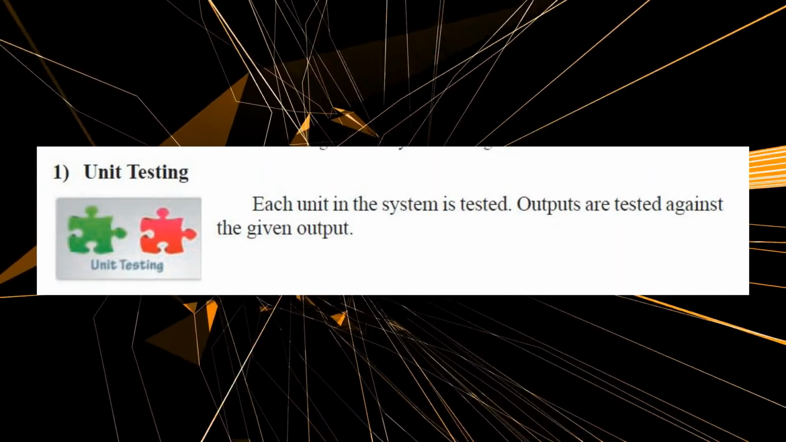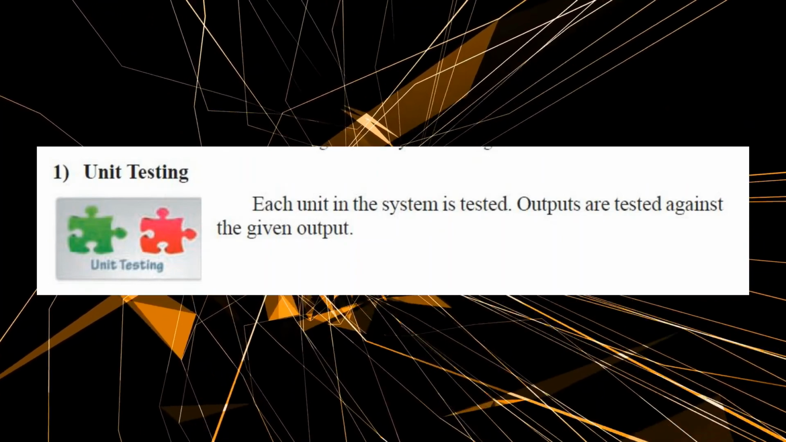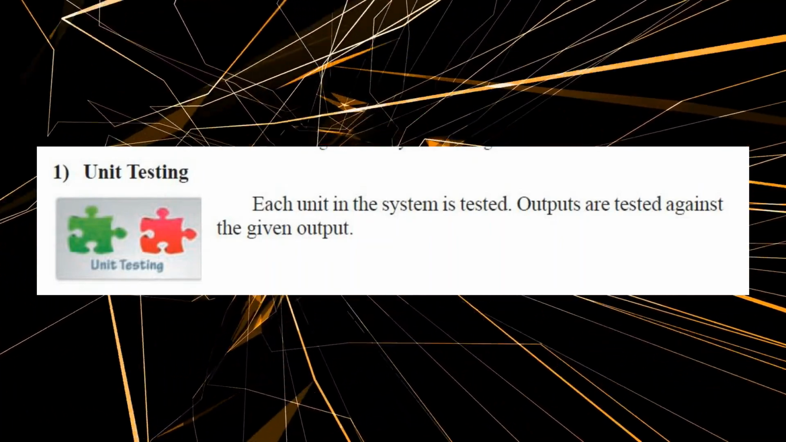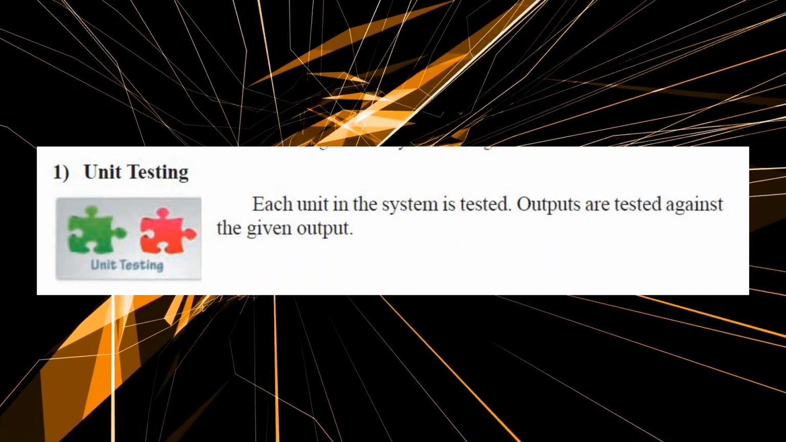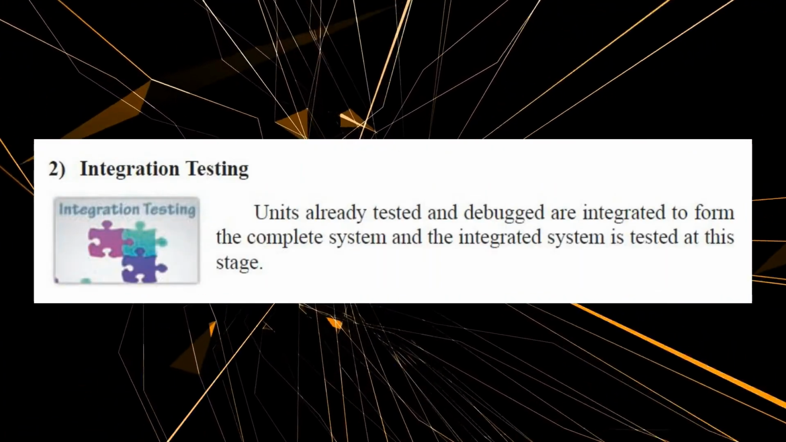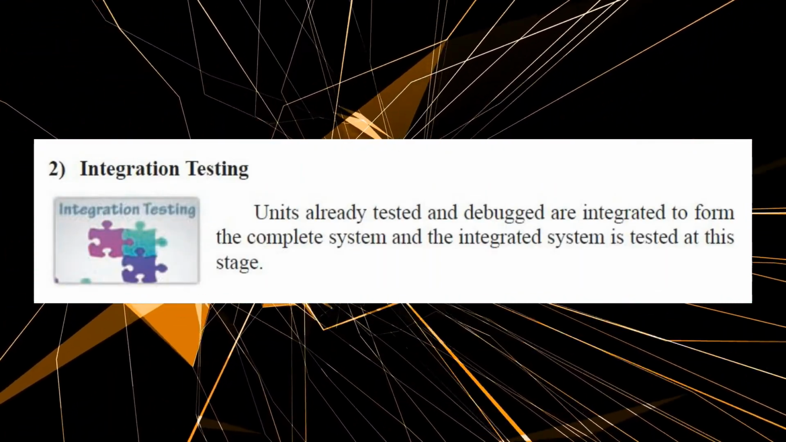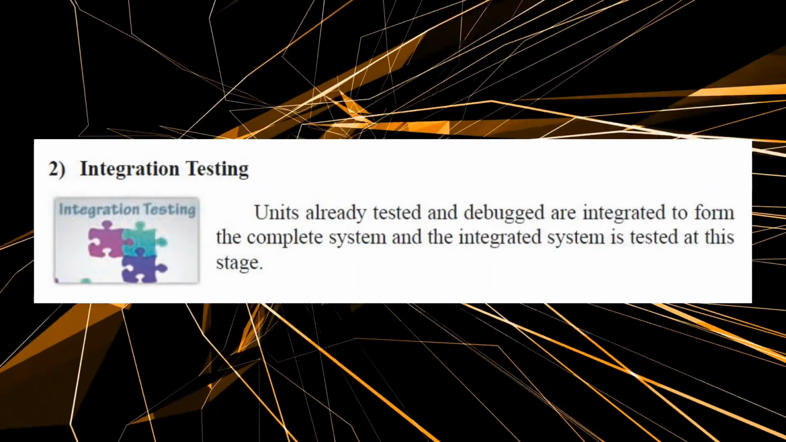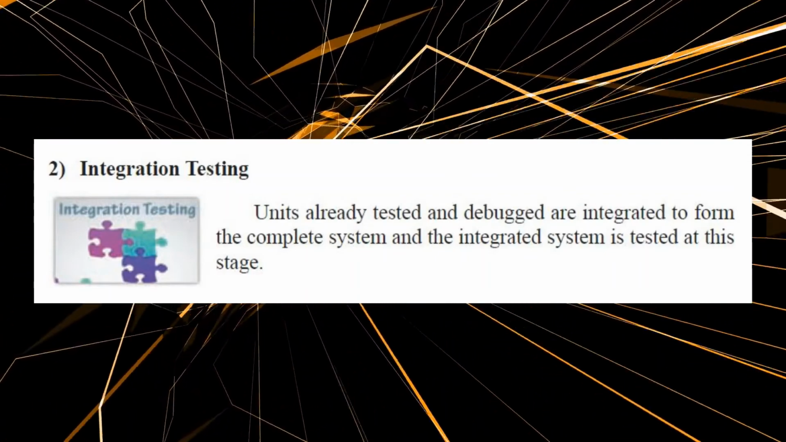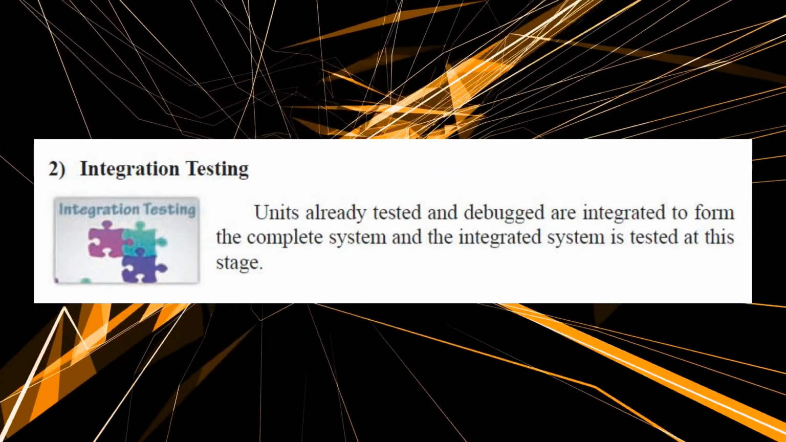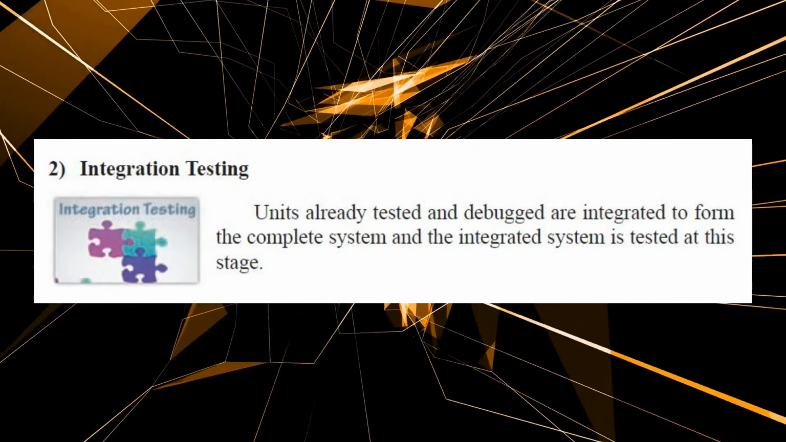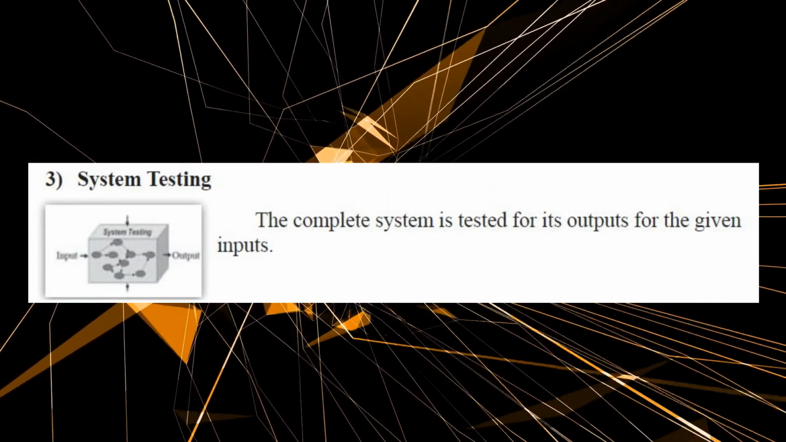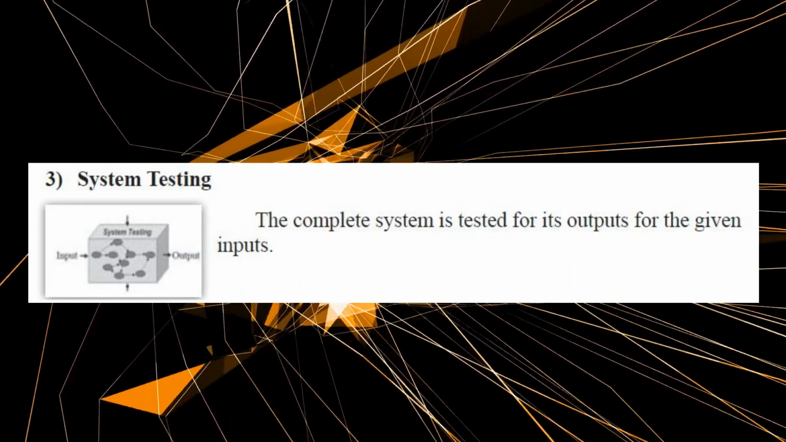Unit testing means each unit in the system is tested and outputs are tested against the given output. Integration testing means units already tested and debugged are integrated to form the complete system, and the integrated system is tested at this stage. System testing means the complete system is tested for its outputs for the given inputs.